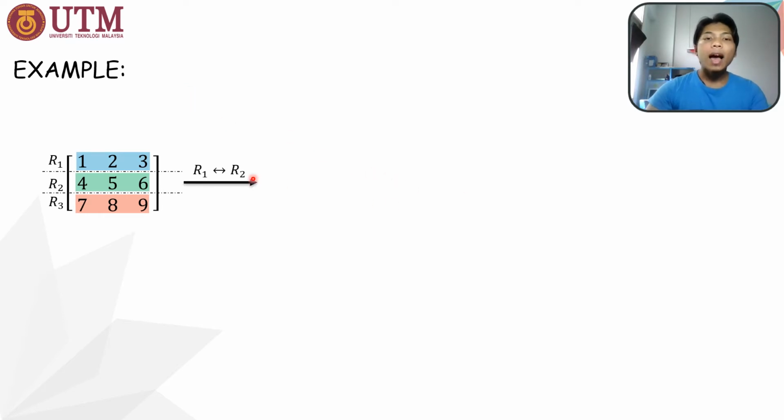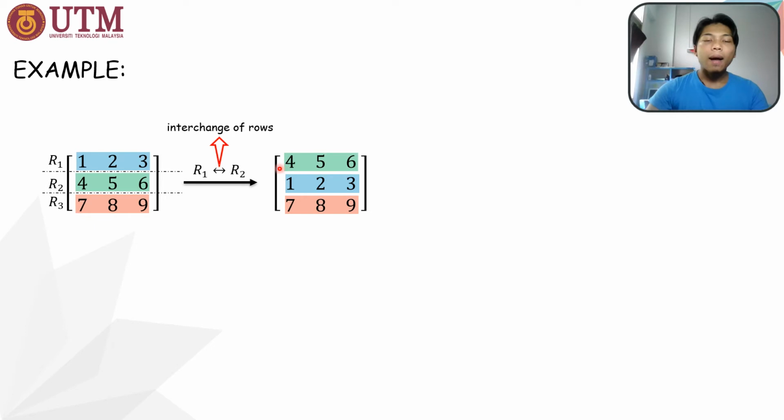First, I choose the operation interchange of rows. I want to exchange row 1 and row 2. So the result you can get is like this. Row 3 remains constant because I don't want to touch row 3. I just want to touch row 1 and row 2. So the rows are exchanged, or we call it interchange.